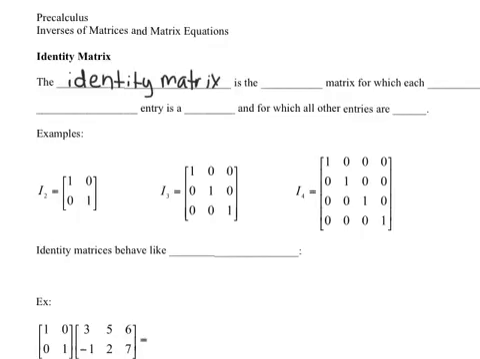In this lesson, we're going to introduce inverses of matrices and matrix equations. So first we're going to define what's called the identity matrix. And that's identified by a capital I with an n, I sub n.